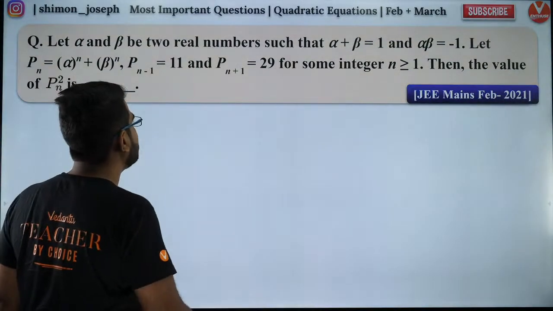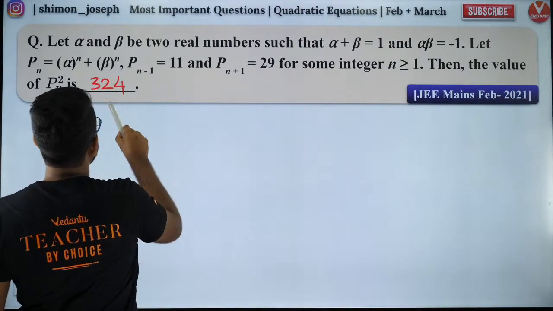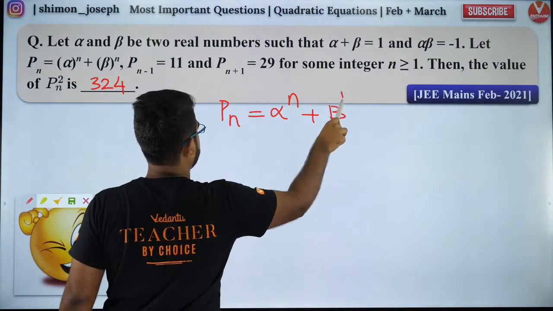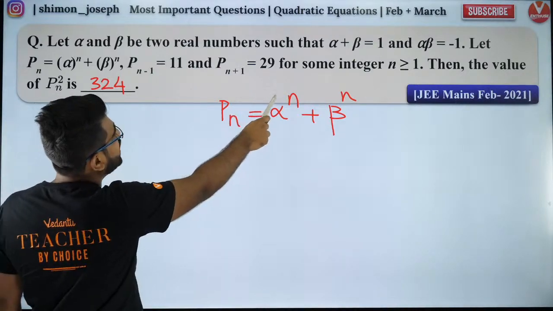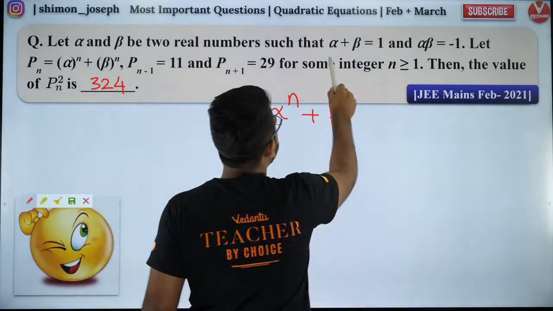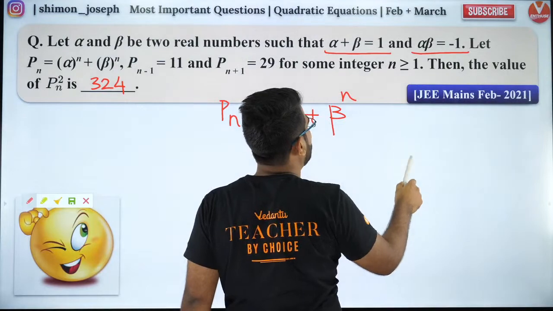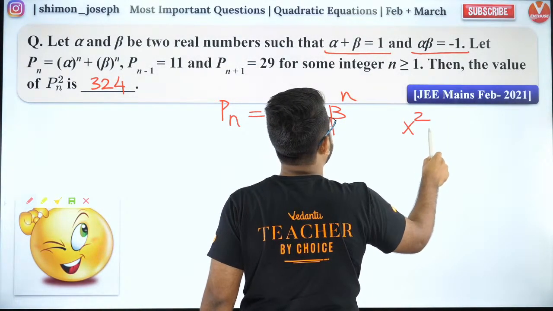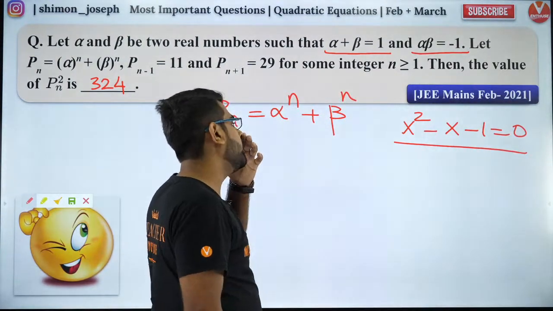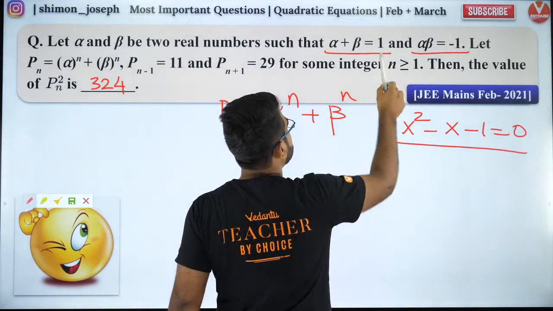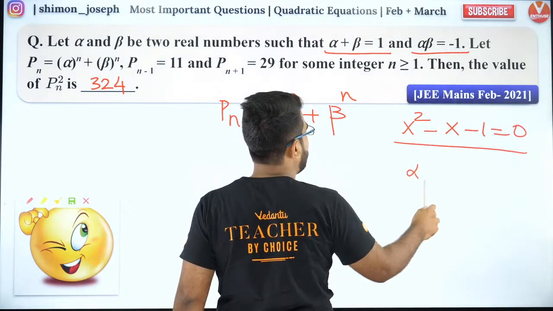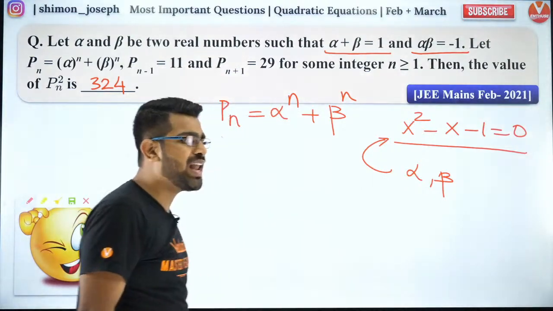So guys, this question, the answer is 324. So how do we do that? First of all, P of n is equal to alpha to the power n plus beta to the power n. Now guys, alpha and beta are the roots of what? We have alpha plus beta is equal to 1, alpha beta is equal to minus 1. So can I say they should satisfy this equation? Alpha and beta should satisfy this equation because x square minus sum of the roots times x plus product of the roots is equal to 0. So alpha and beta are the roots of this quadratic. Can you all agree with me on that?